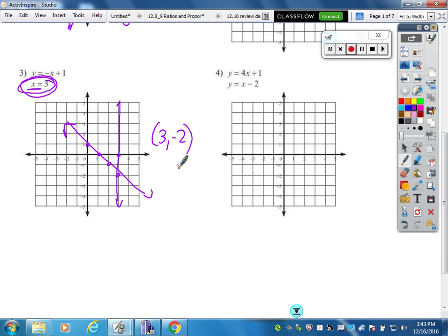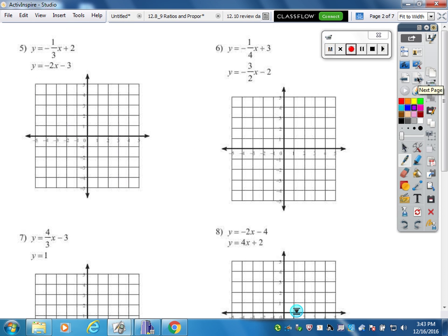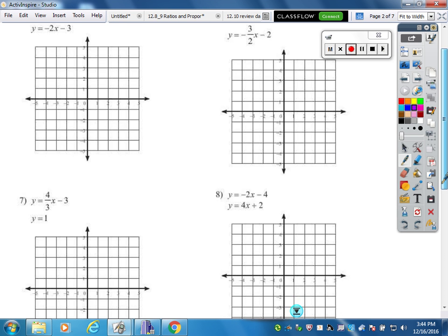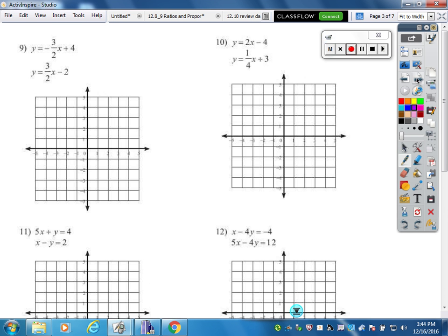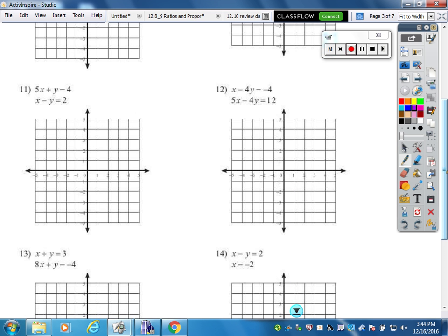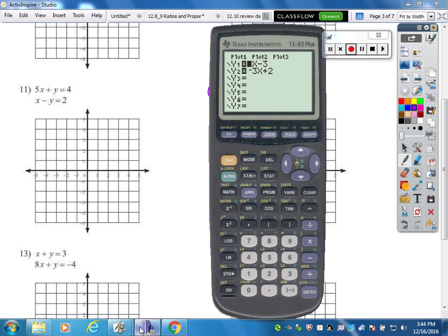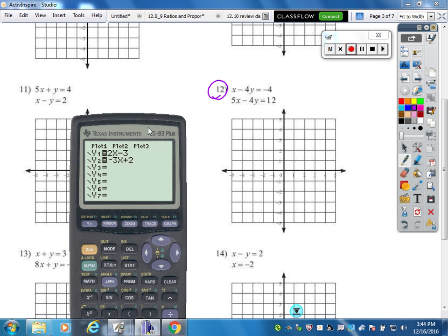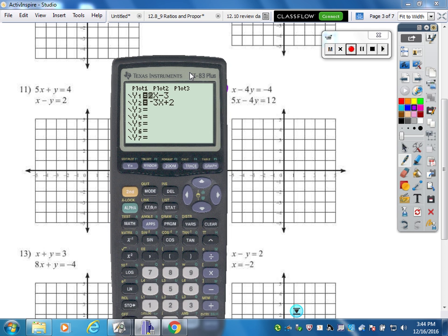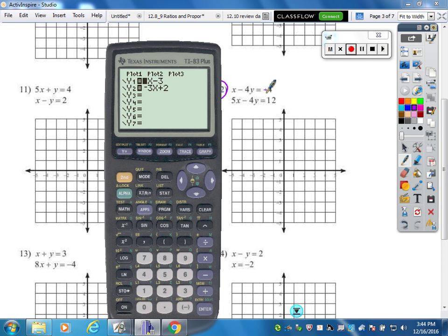So other types you're going to see are ones like, we're skipping ahead, I'm leaving the rest of those for you. We're going to skip ahead. You don't have that page. You have this page. We're going to skip ahead to let's do number 12. So number 12 has some special things going on. So if you look back at your calculator, we have y equals. What does this one say? x minus 4y equals. So we've actually got to rearrange this into slope-intercept form before we put it onto here.